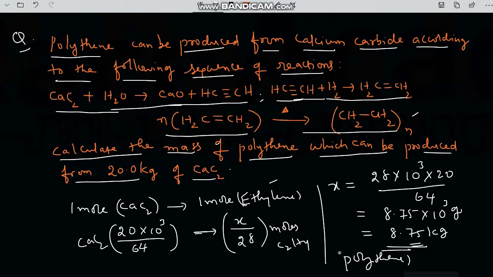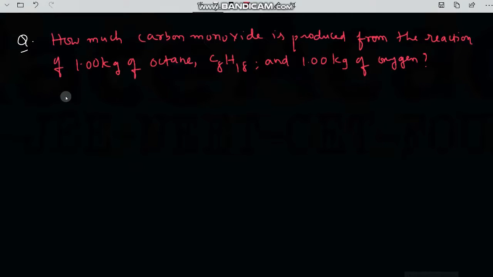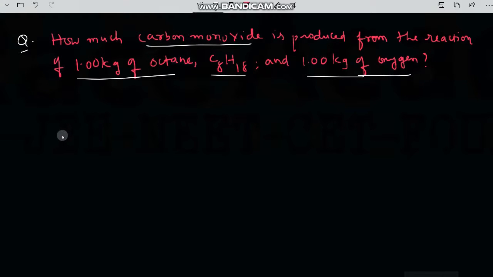You can write it as a question. How much carbon monoxide is produced from the reaction of 1 kg of octane C8H18 and 1 kg of oxygen? Okay, this is the question.